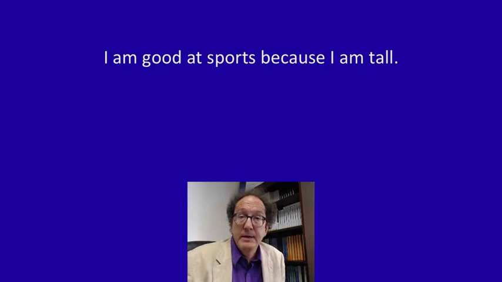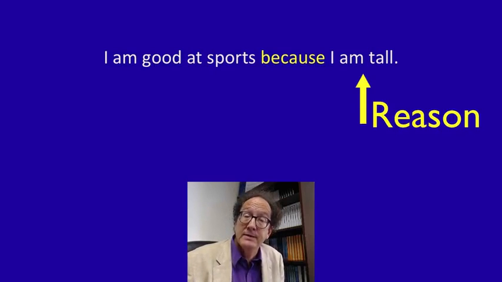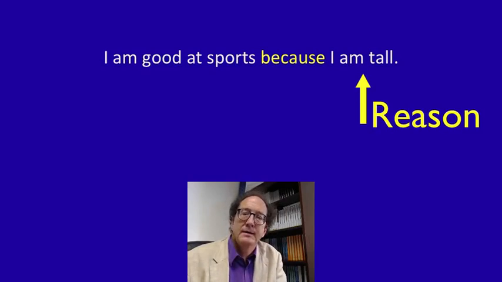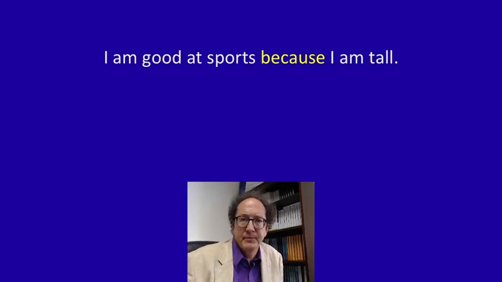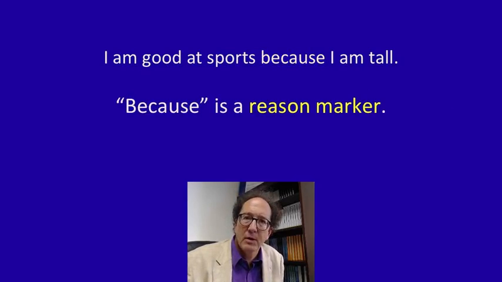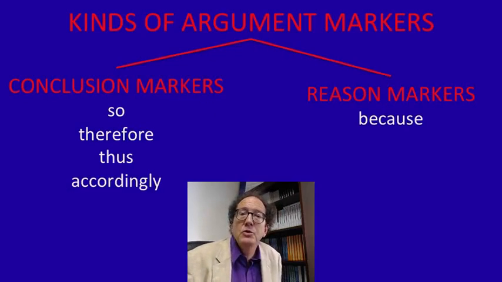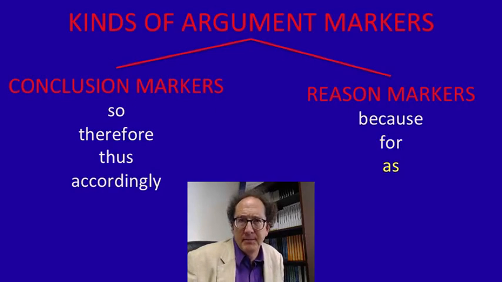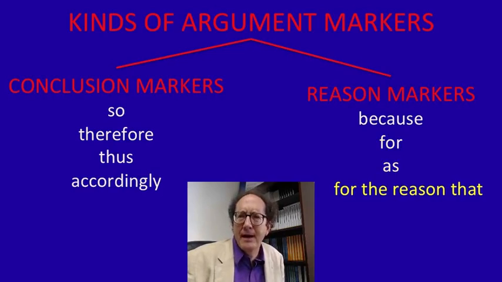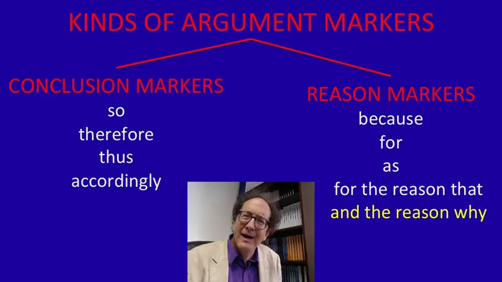For example, I could say, I'm good at sports because I am tall. Now the word because indicates that the fact that I'm tall is a reason for the conclusion that I'm good at sports. It doesn't mean that the sentence after the word because is a conclusion. Instead, it means that the sentence after the word because is a reason or a premise. So we're going to call it a reason marker or a premise marker. And there are other reason markers as well. You could say, I am good at sports for I am tall. I am good at sports as I am tall. I am good at sports for the reason that I am tall. Or I am good at sports and the reason why is that I am tall. There are lots of different ways to indicate that the fact that I am tall is a reason for the conclusion that I'm good at sports.